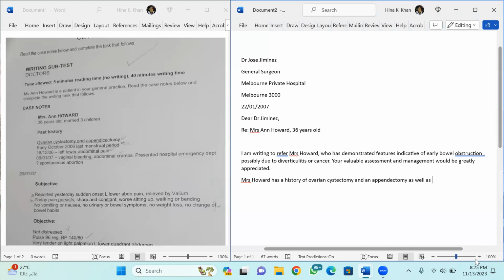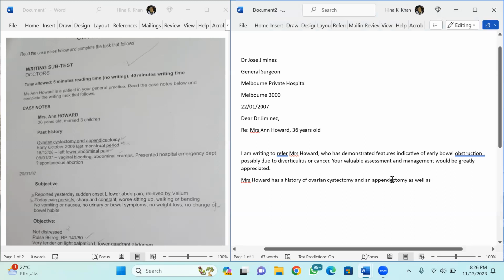As well as what? Lower abdominal pain. Okay, lower abdominal pain. And what? Spontaneous, yeah, and a suspected spontaneous abortion. Okay, because she is having the history of ovarian cystectomy and appendectomy also. This is not relevant. Yes, left lower abdominal pain is relevant, because we are writing to a surgeon. It can be anything. It might be a mass, appendix, or anything. It can be over there, or ectopic pregnancy, and then this something spontaneous.